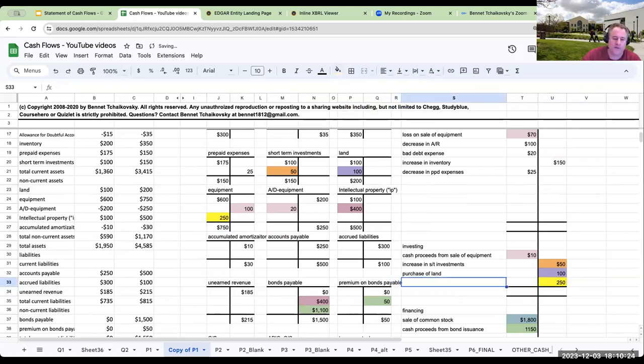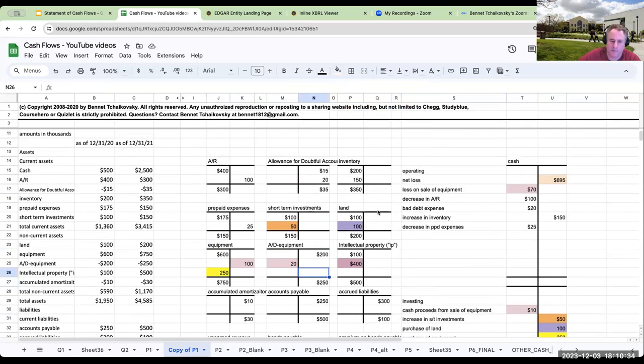What do I call this? This is a purchase of equipment. This is not an increase of equipment. This is a purchase of equipment. Let's go to the next one.